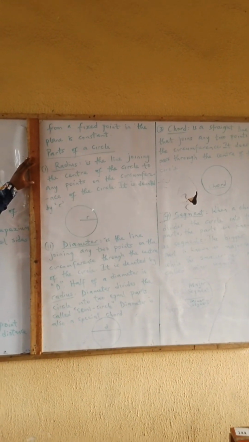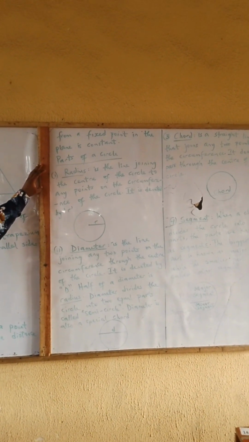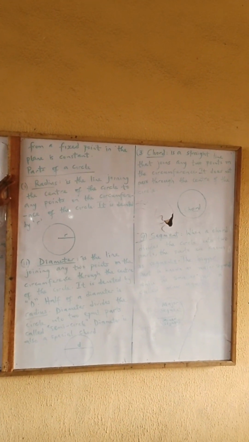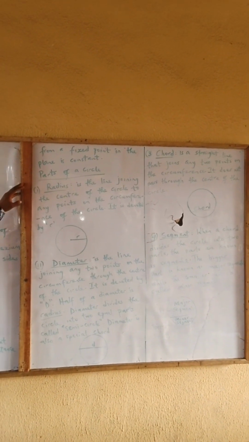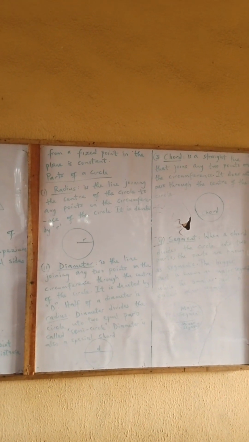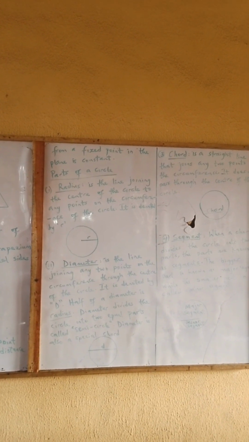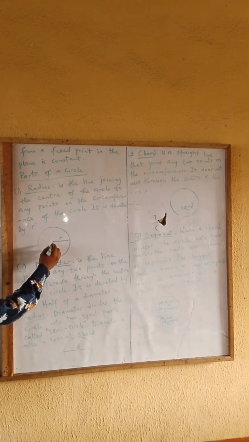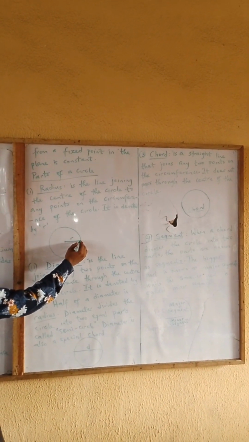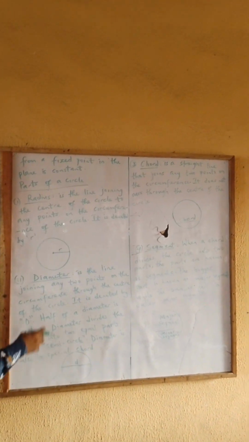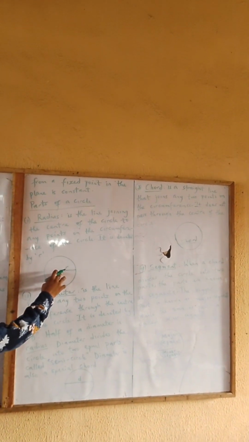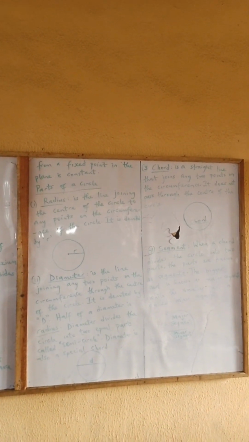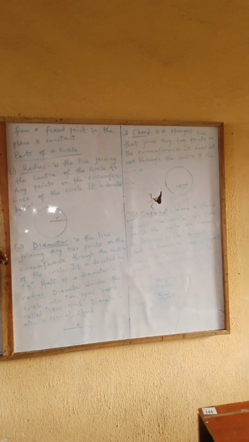Number 1, radius. Radius is the line that joins the center of a circle to any point on the circumference of the circle, and it is denoted, that means we represent it, with small letter r. So from here to this side is the radius. From the center here, by the time we draw a line to any point of the circle, that is our radius.